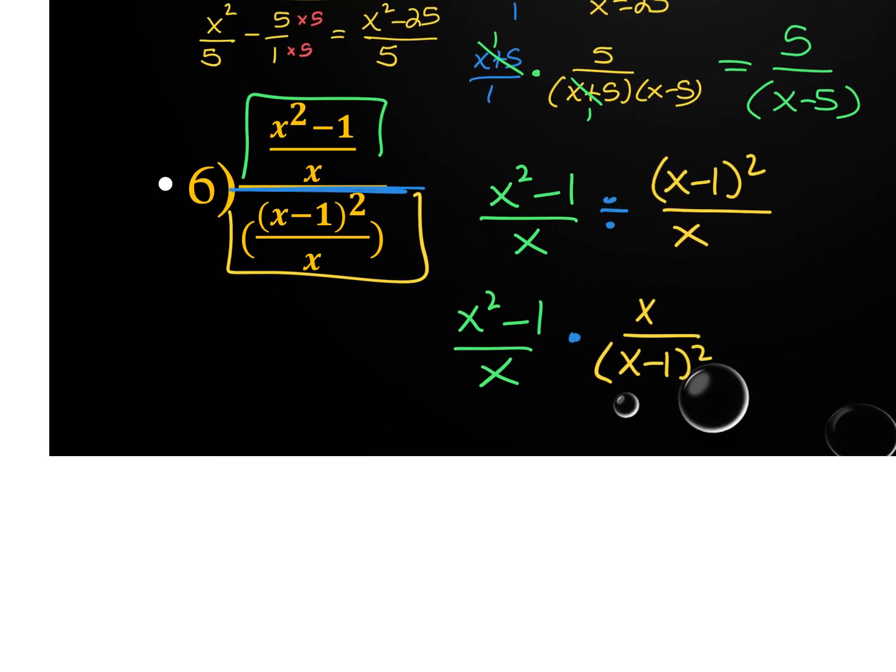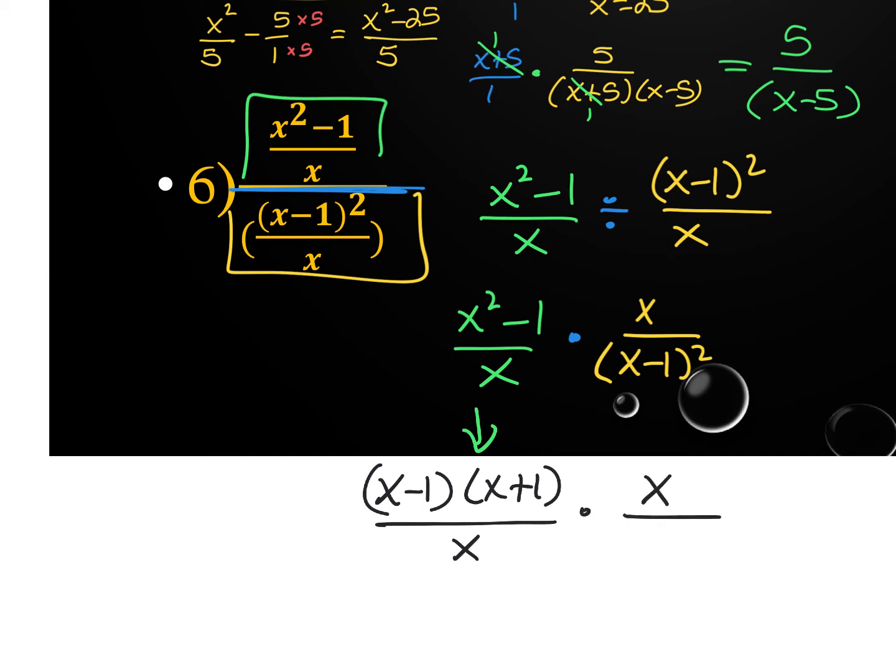So the green one is now going to be factored. It's the difference of two squares. I can make it x minus 1, x plus 1 over x. The yellow one, the x stays. And then the x minus 1 squared, I'm just going to write it 2 times, just so it makes it easier for me to look for things to cancel.